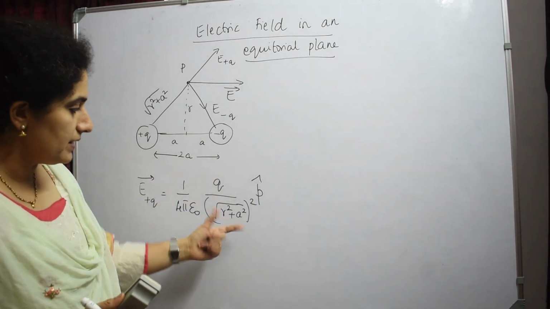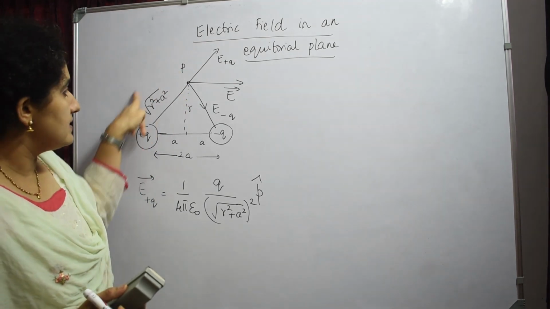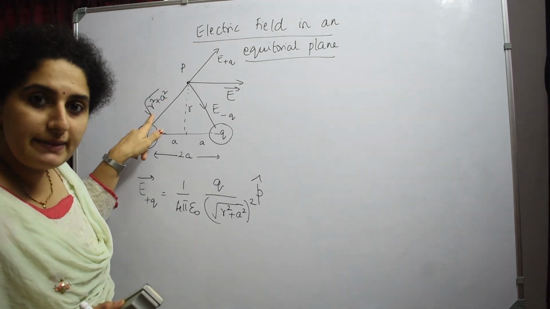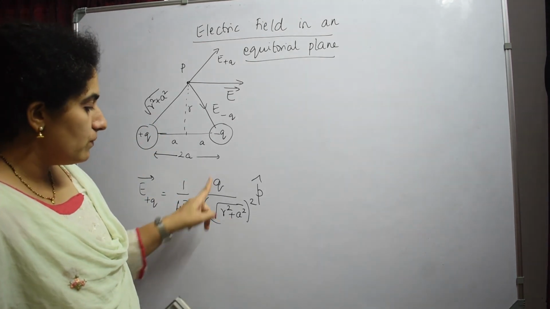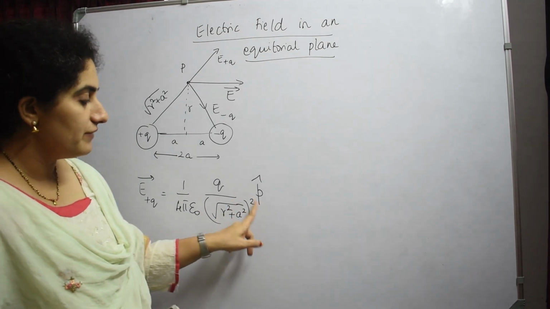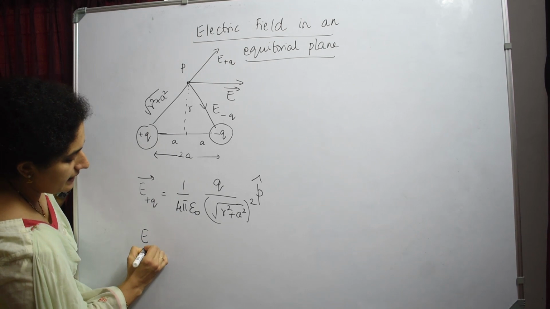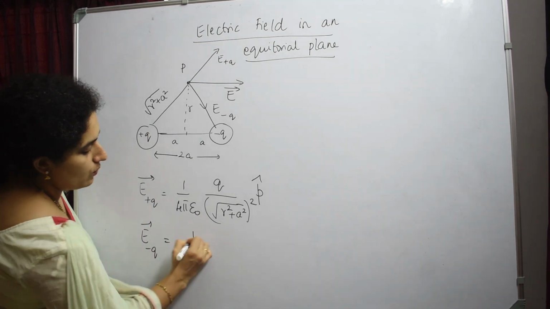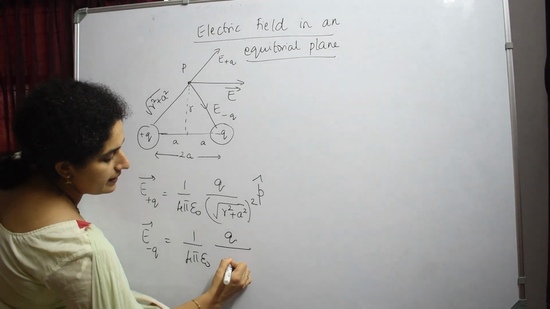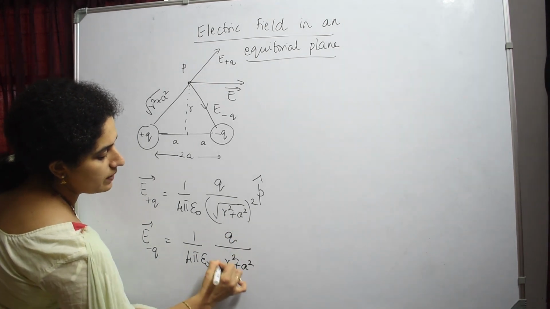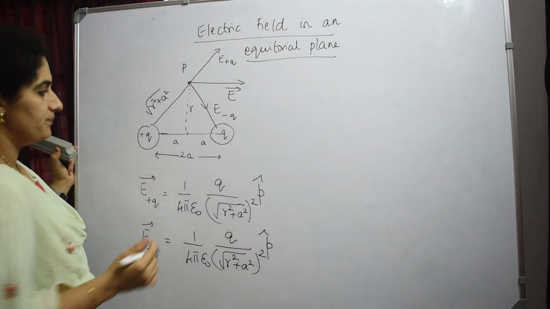I hope it is clear. This distance is from plus Q. Point P is at a distance of square root of R square plus A square. The basic formula is Q by R square, so it is square root of that, squared. So it becomes the same, correct. Similarly, E minus Q is 1 by 4 pi epsilon naught Q divided by R square plus A square under root whole square into P cap.